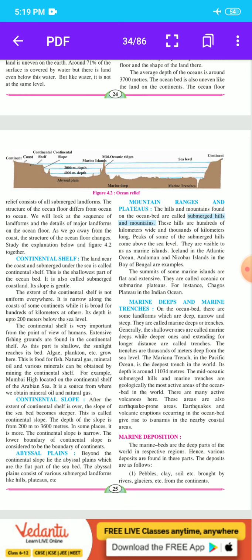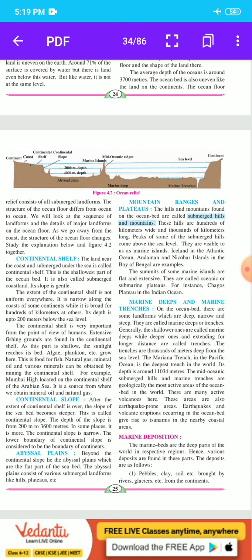Natural gas, mineral oil and various minerals can be obtained by mining the continental shelf. For example, Mumbai High is located on the continental shelf of the Arabian Sea. It is a source from where we obtain mineral oil and natural gas. Here we complete our first point, the continental shelf, from figure 4.2, ocean relief.